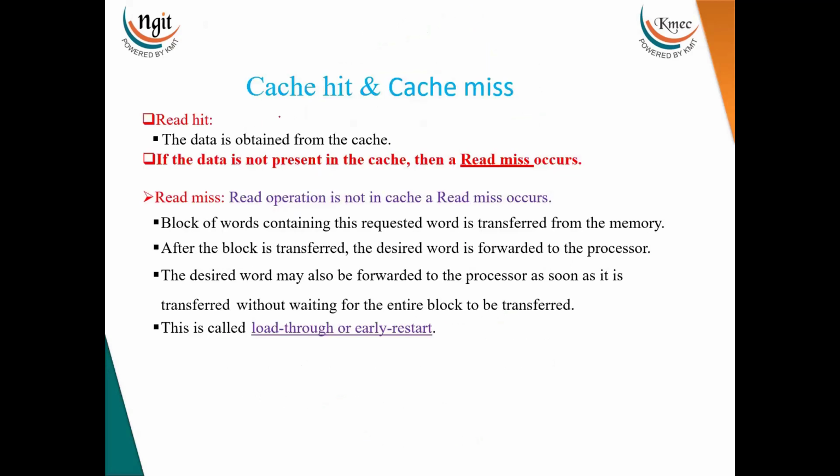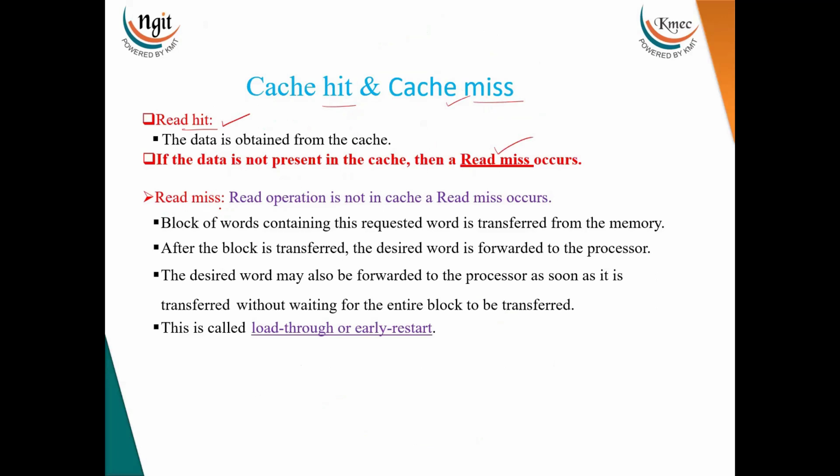Now, we have already discussed cache hit and cache miss. In that, again there are read hit, read miss, write hit, write miss, different terminologies. Read hit means whenever the processor wants to read data, if the data is available in the cache, then that is called a read hit or cache hit. We can use both terms. If the data is not present in the cache, that is called a read miss or cache miss.